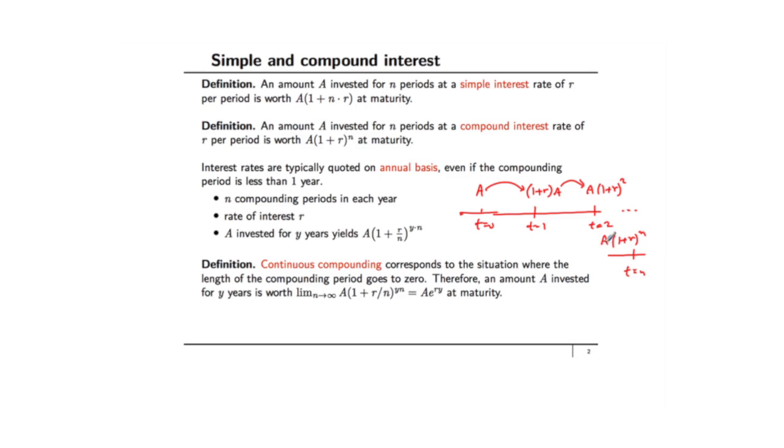Interest rates are typically quoted on an annual basis, even if the compounding period is less than 1 year. If there are n compounding periods in a year and the interest rate is R per year or per annum, then an amount A invested for Y years is going to yield A times 1 plus R over n. So R over n is the interest per period.